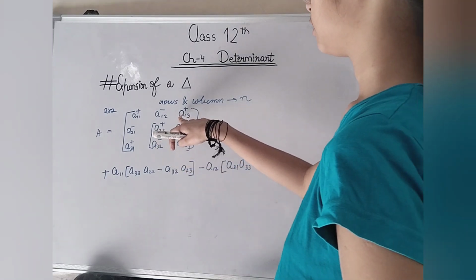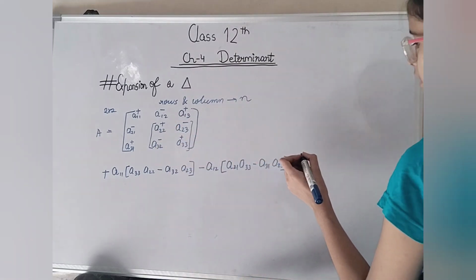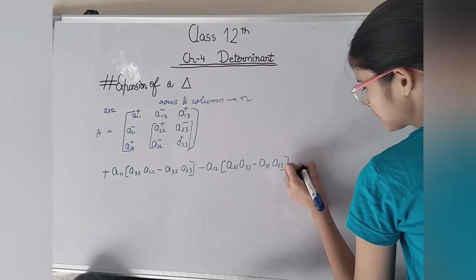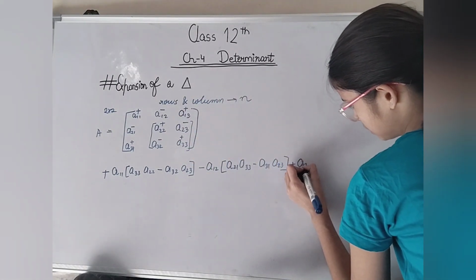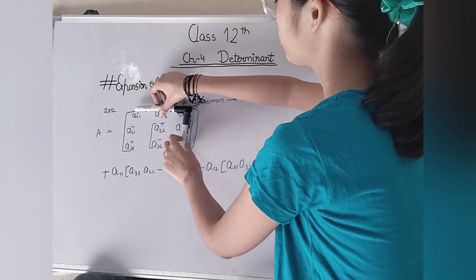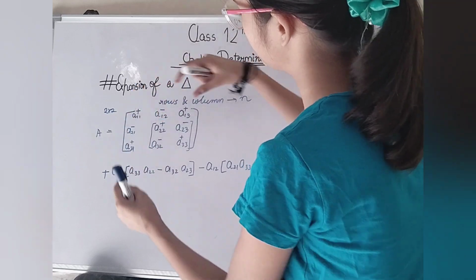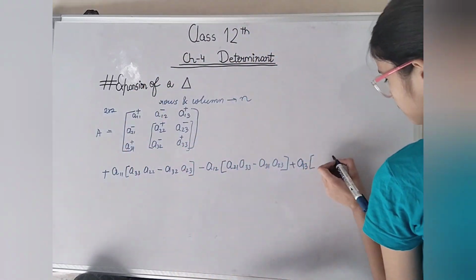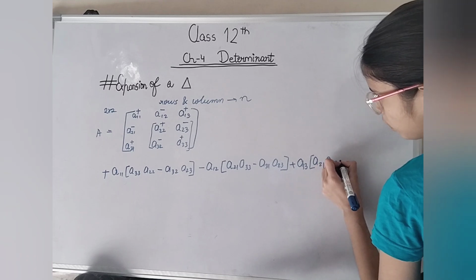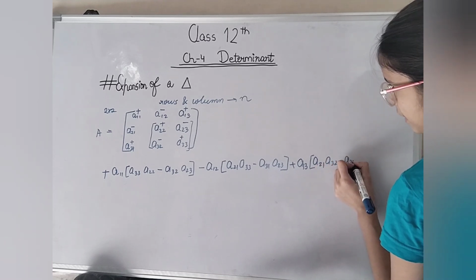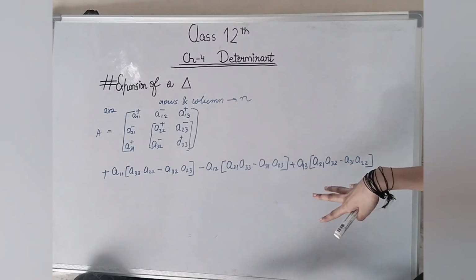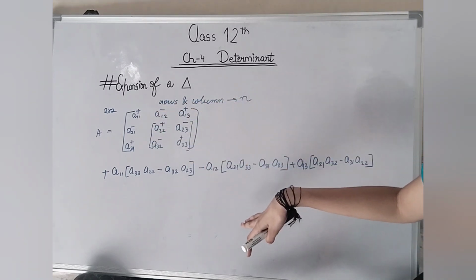Now what is left? The last element, that is A13. So what's the sign in front of it? That is a plus. Plus A13. Now deleting the column and the row, what are we left with? This minor determinant. Now cross multiplying this, A21 into A32 minus A31 into A22. So this is how we are supposed to expand a 3 cross 3 determinant.